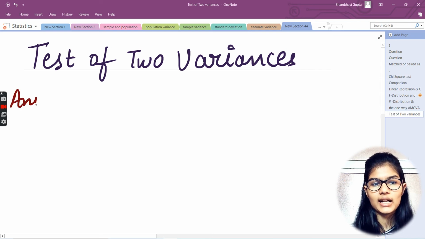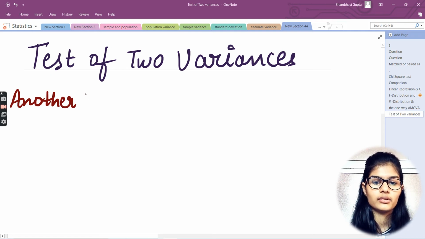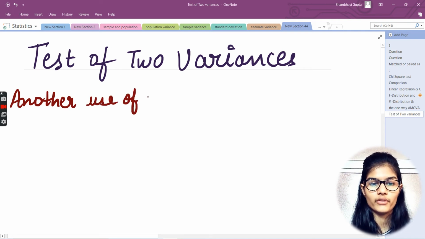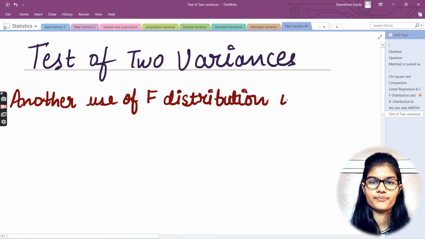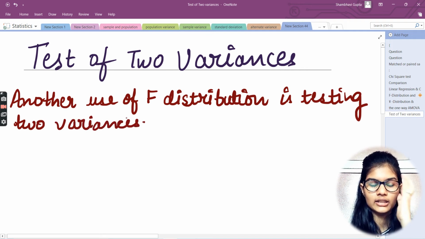Now, as I told you, we had discussed the F distribution. Another use of the F distribution is testing two variances. So the other use of the F distribution is basically testing of the two variances.